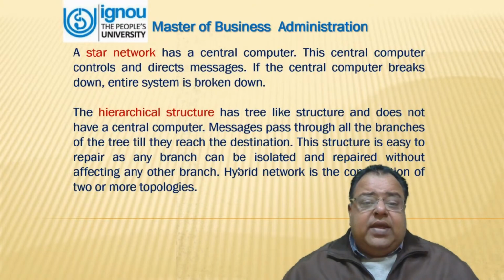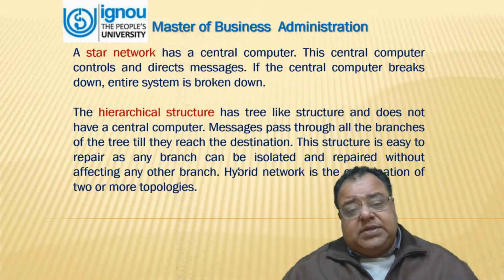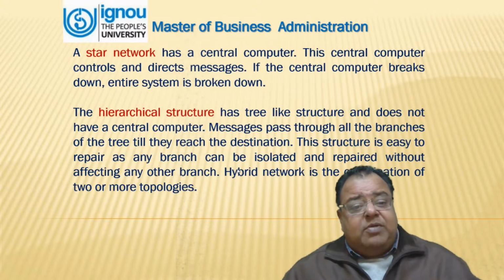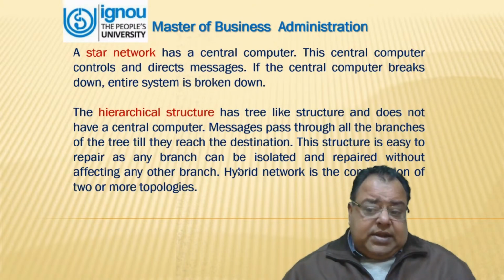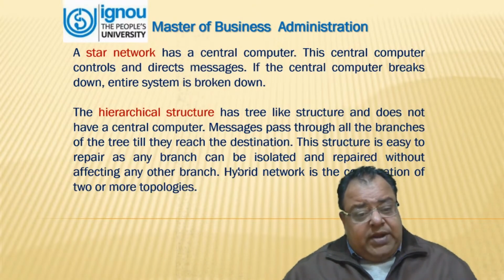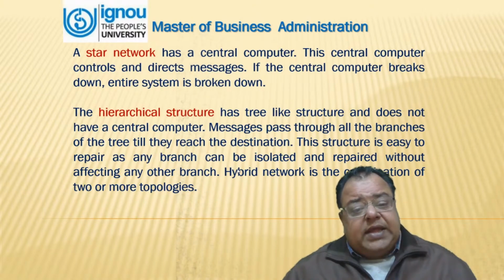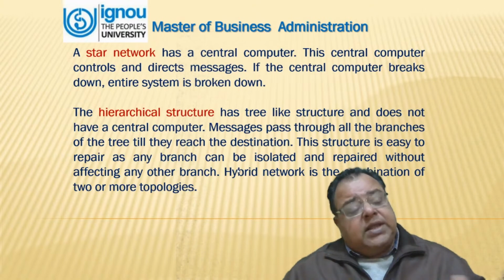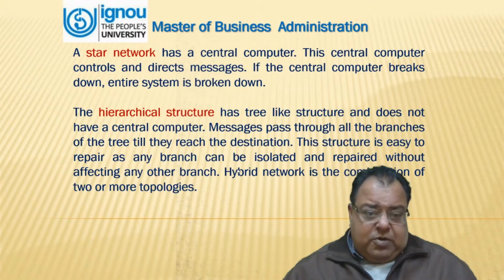A star network has a central computer. This central computer controls and directs messages. If the central computer breaks down, the entire system breaks down. The hierarchical structure has a tree-like structure and does not have a central computer. Messages pass through all the branches of the tree till they reach the destination. This structure is easy to repair as each branch can be isolated and repaired without affecting the other branches. A hybrid network is the combination of two or more topologies.